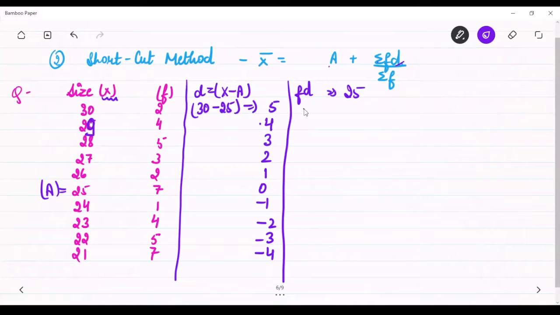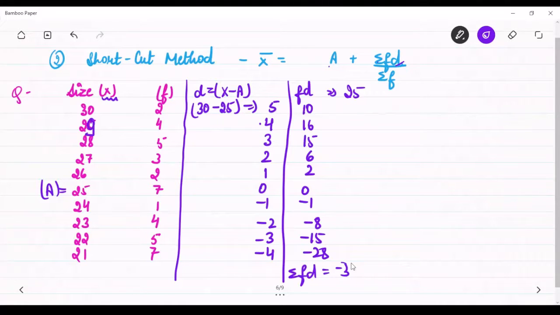So 5 into 2 is 10. Same we need to follow with others also. 5 3s are 15, 3 2s are 6, 2, 0, minus 1, minus 8, minus 15 and minus 28. So we need summation of fd, which is minus 3.